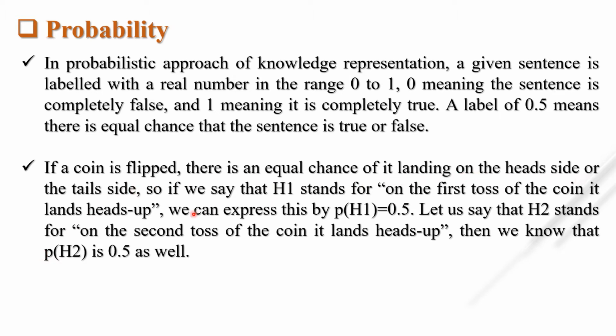or the tail side. So if we say that H1 stands for on the first toss of the coin, it lands heads up, we can express this by probability of H1 equal to 0.5. Let's say that H2 stands for on the second toss, the coin lands heads up. Then we know that probability of H2 is 0.5 as well.